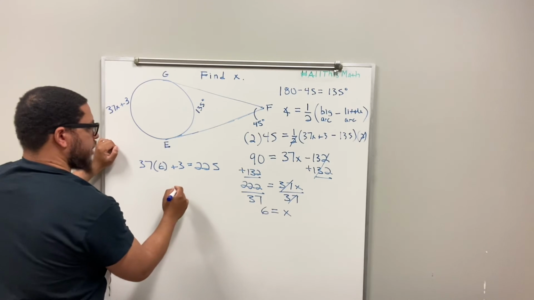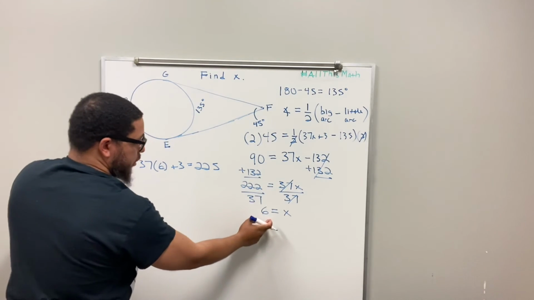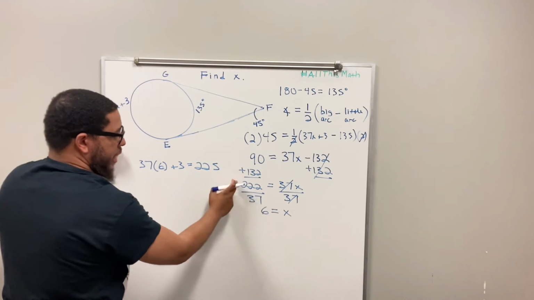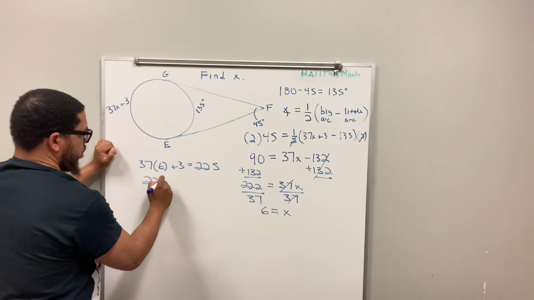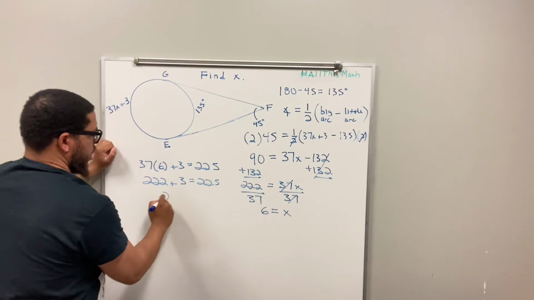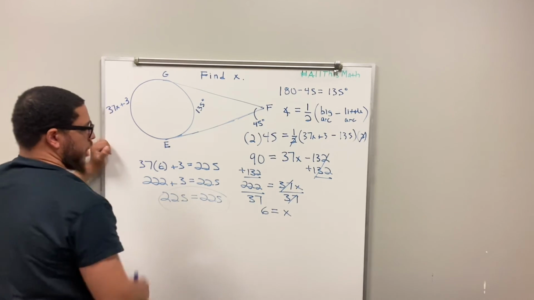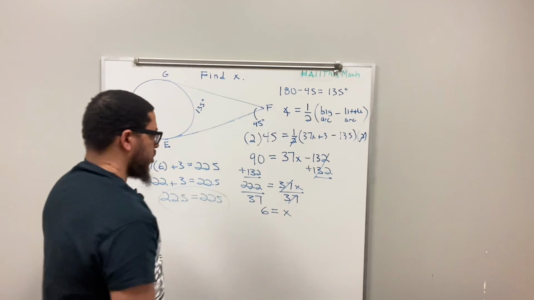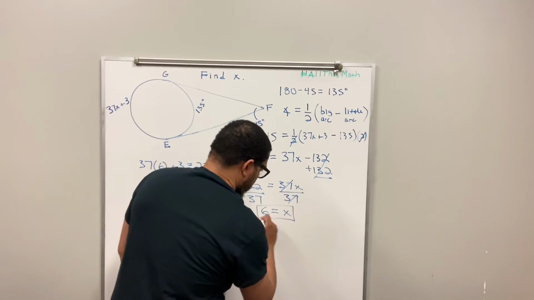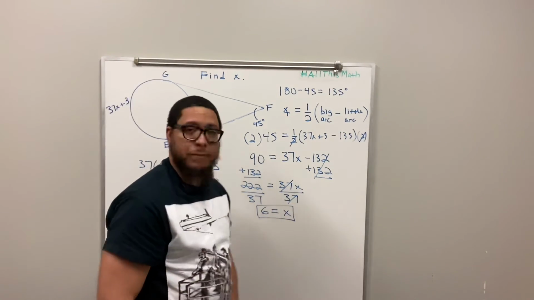So what's 37 times 6? We knew 222 divided by 37 was 6. So that means 37 times 6 has to be 222. And everything works out nice and neat. So therefore, x does equal 6. All right.